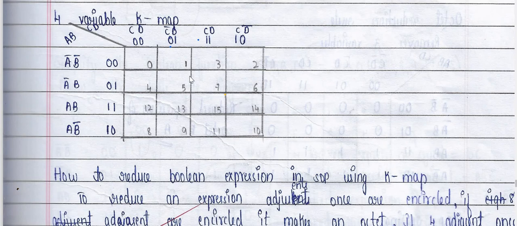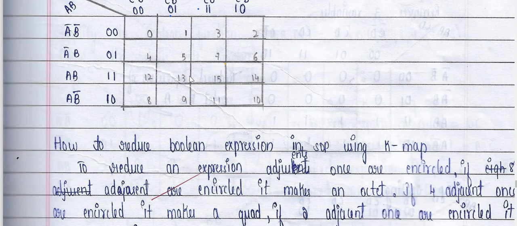In the K-map, first we have to find whether there is any octet. Octet means 8 ones are adjacent. The K-map contains ones and zeros. If 8 ones are adjacent, that is called an octet. If 4 ones are adjacent, that is called a quad. If 2 ones are adjacent, that is called a pair.